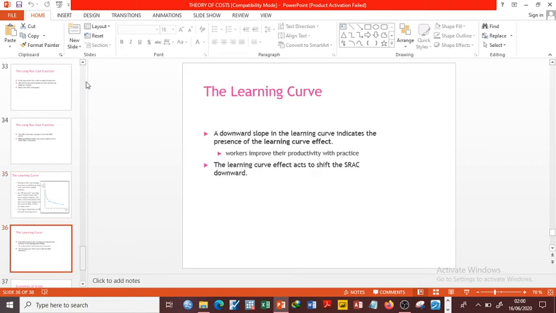And the learning curve has a downward sloping shape, right? And it shows the learning curve effect.